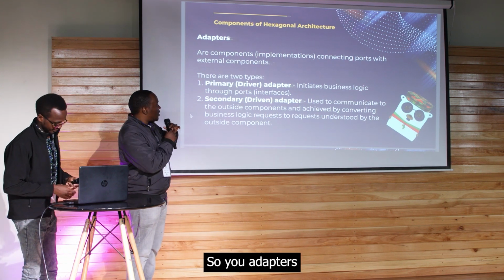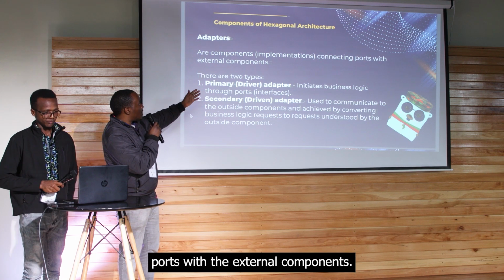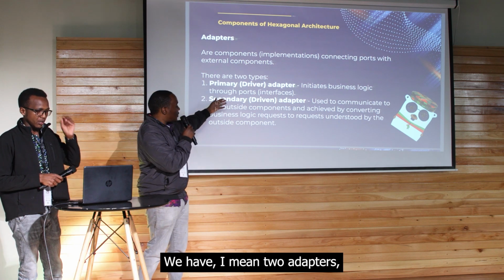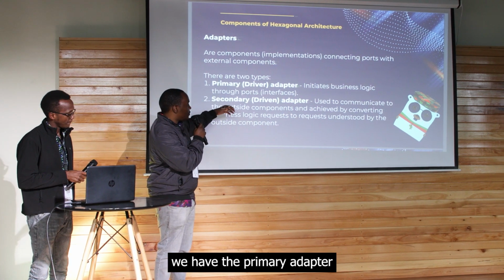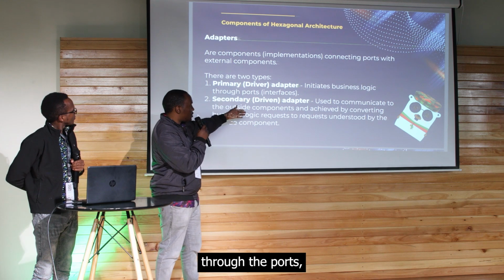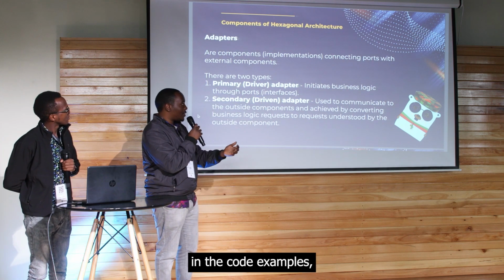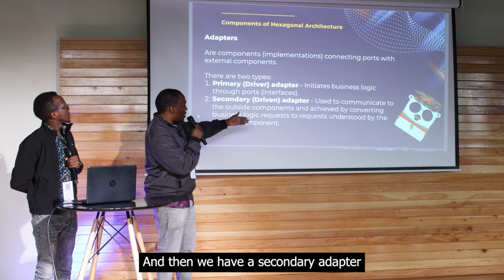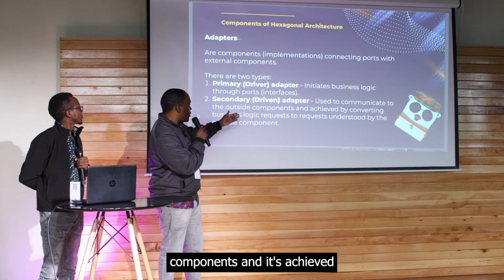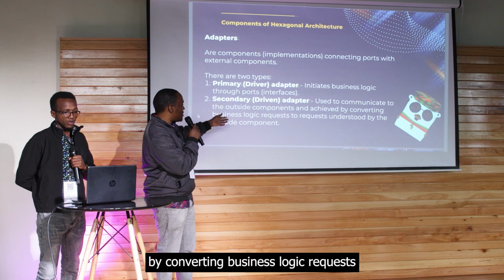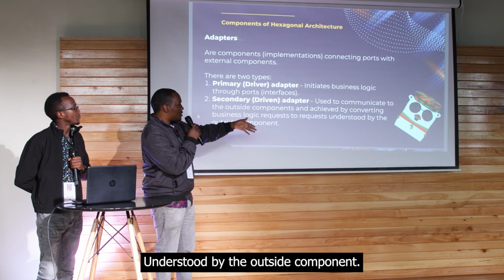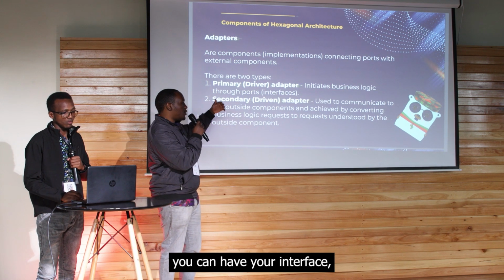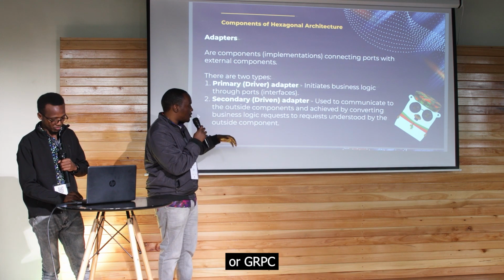So your adapters are components which connect ports with the external components. So simply we have two adapters. We have the primary adapter, which initiates the business logic through the ports, which are the interfaces. We'll show you that in the code examples. I think it's better to learn things visually. And then we have our secondary adapter, which is used to communicate to the outside components, and it's achieved by converting business logic requests to requests understood by the outside component. So simply this means that you can have your interface. Let's say you're talking over REST or gRPC.